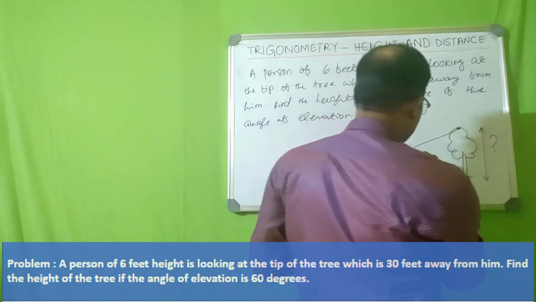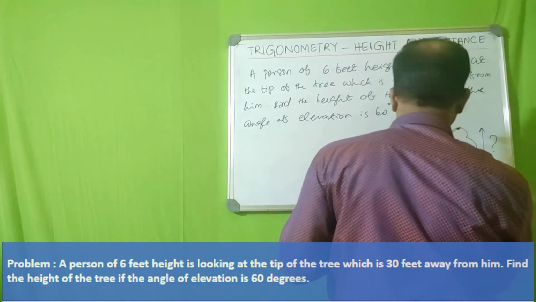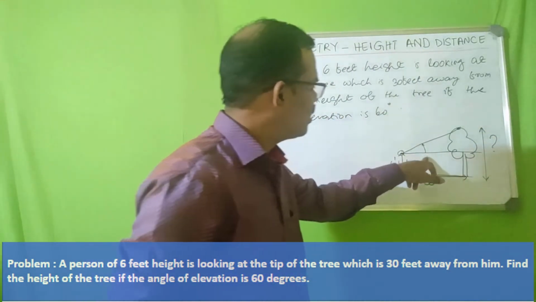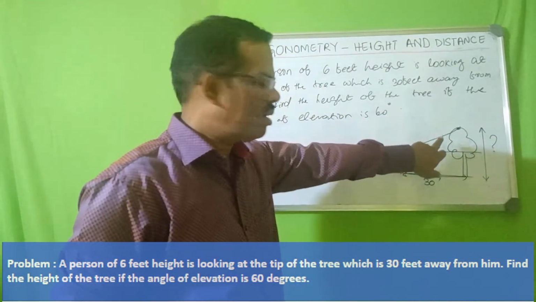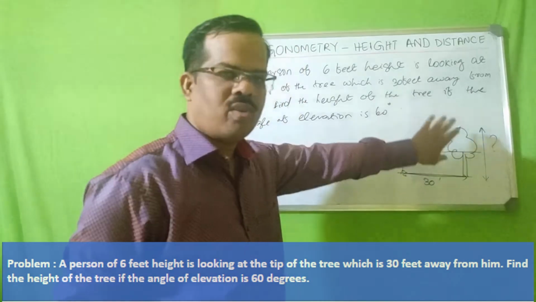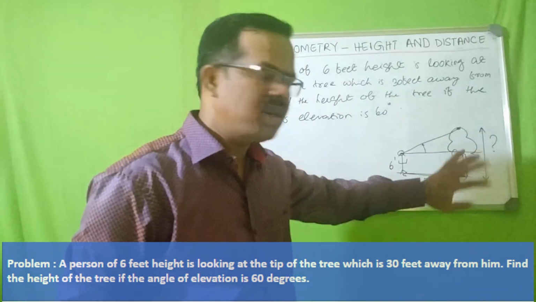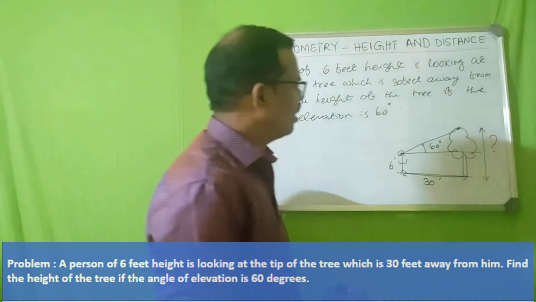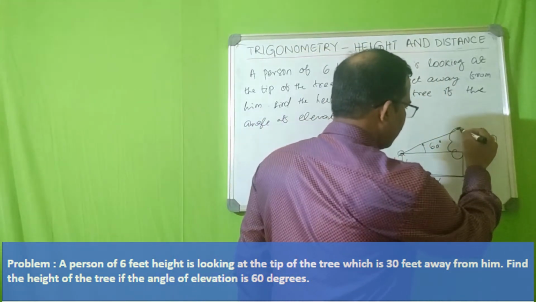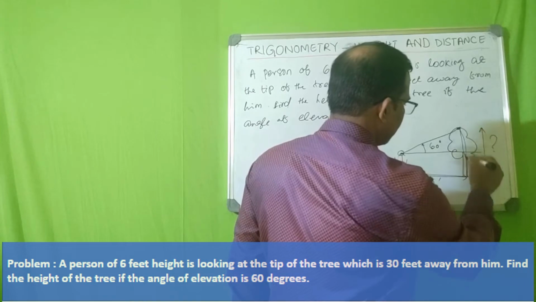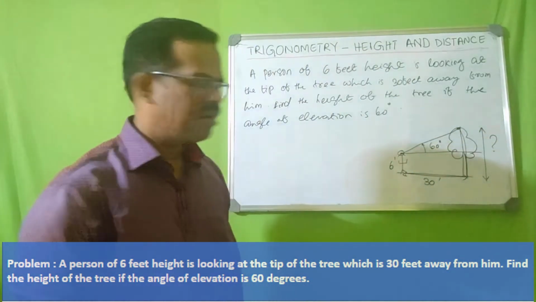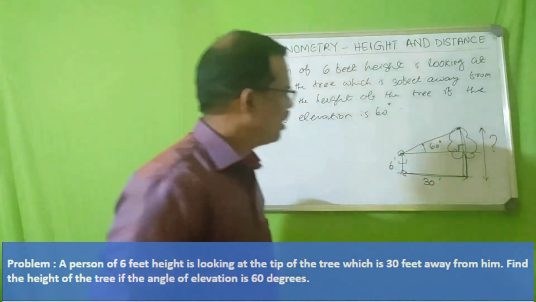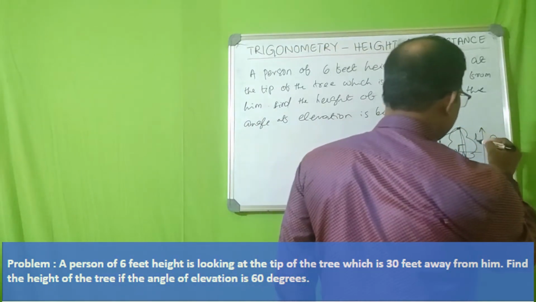Angle of elevation means draw a horizontal line, and then take the horizontal line and the line of sight, whatever angle they are creating, that is the angle of elevation, right? Now that is 60 degrees. Let's say draw a right angle triangle. So your right angle is this, and assume that this portion is h.